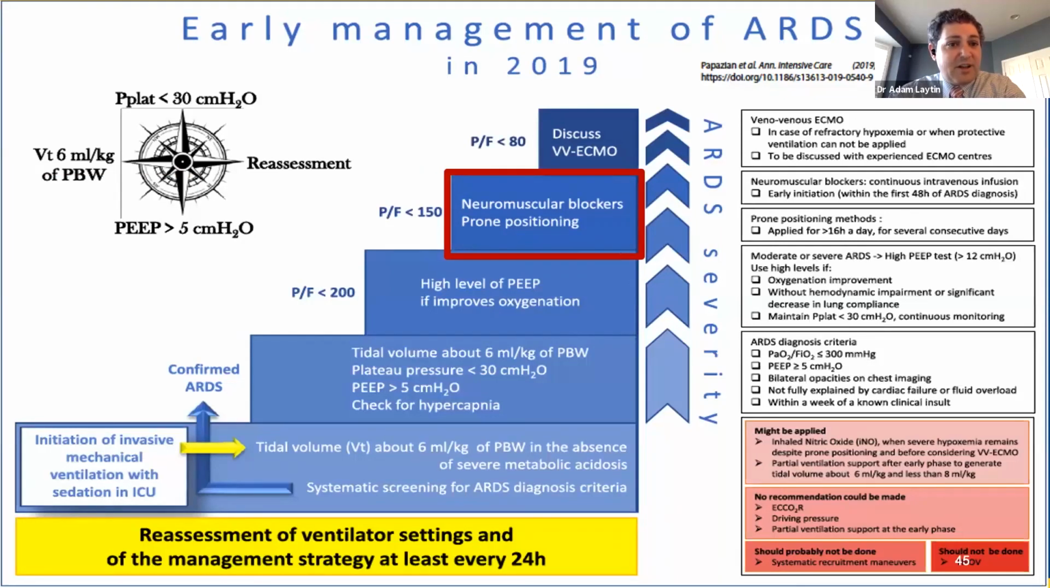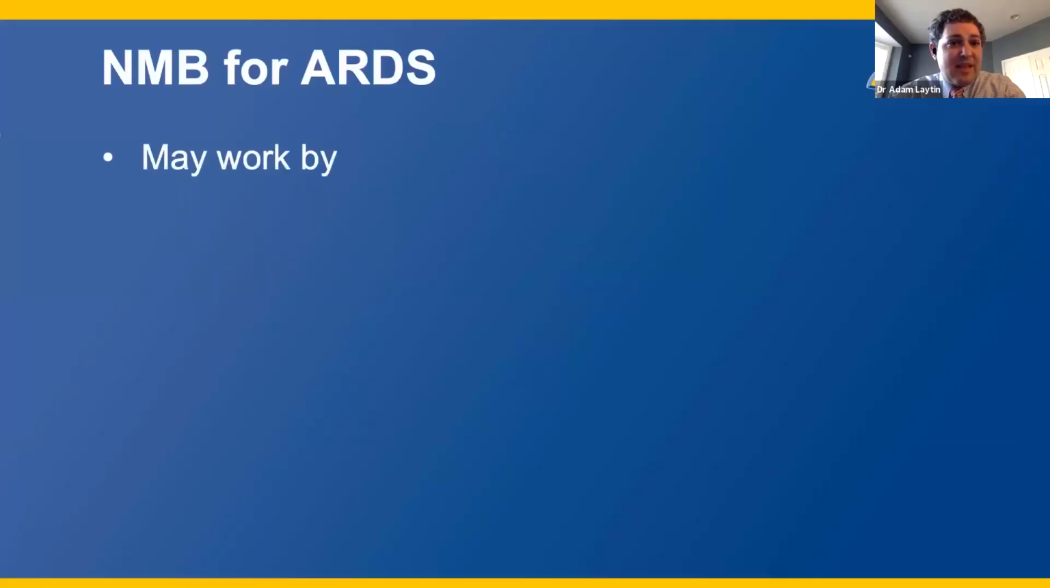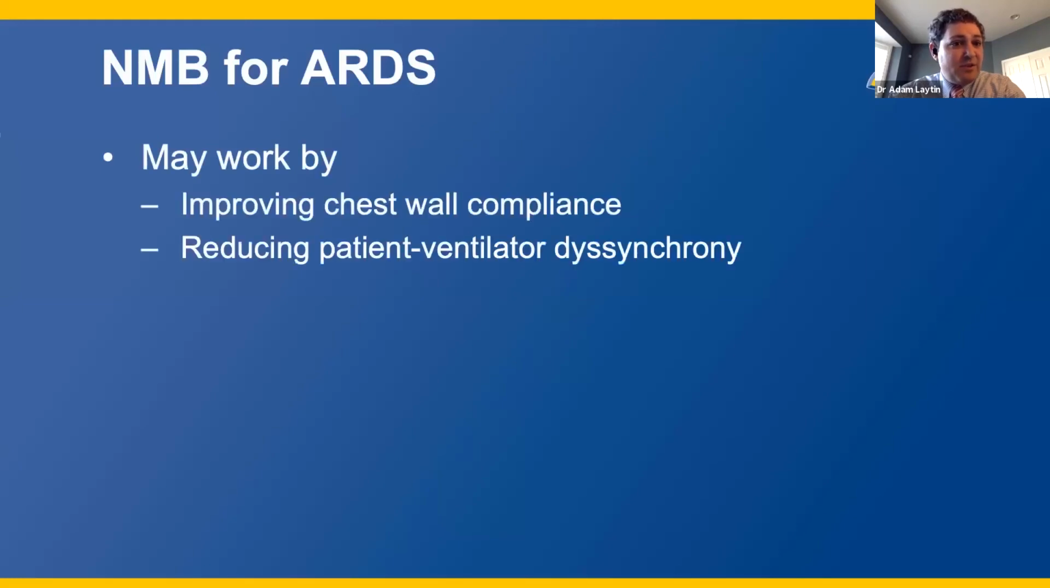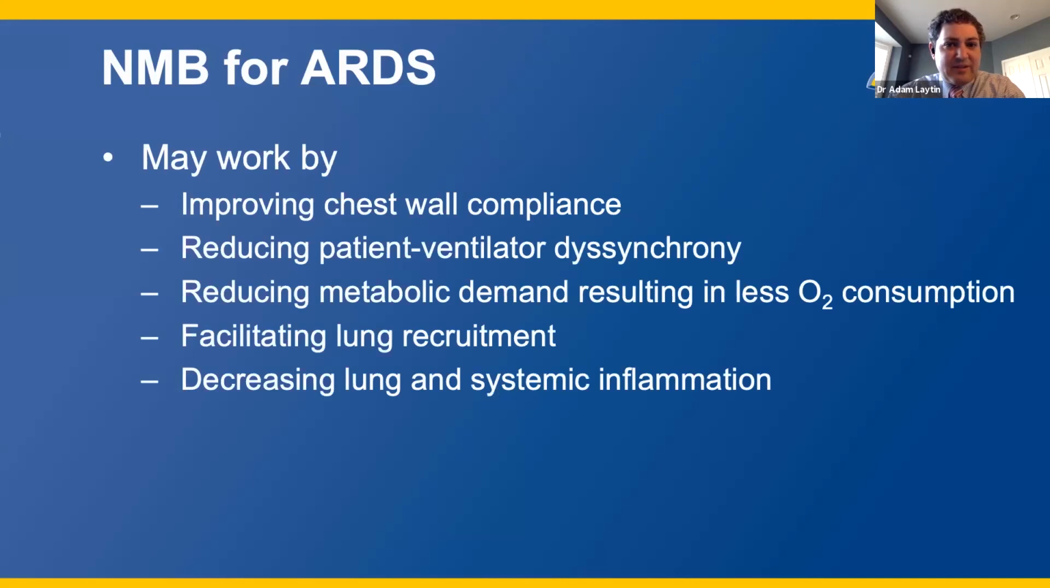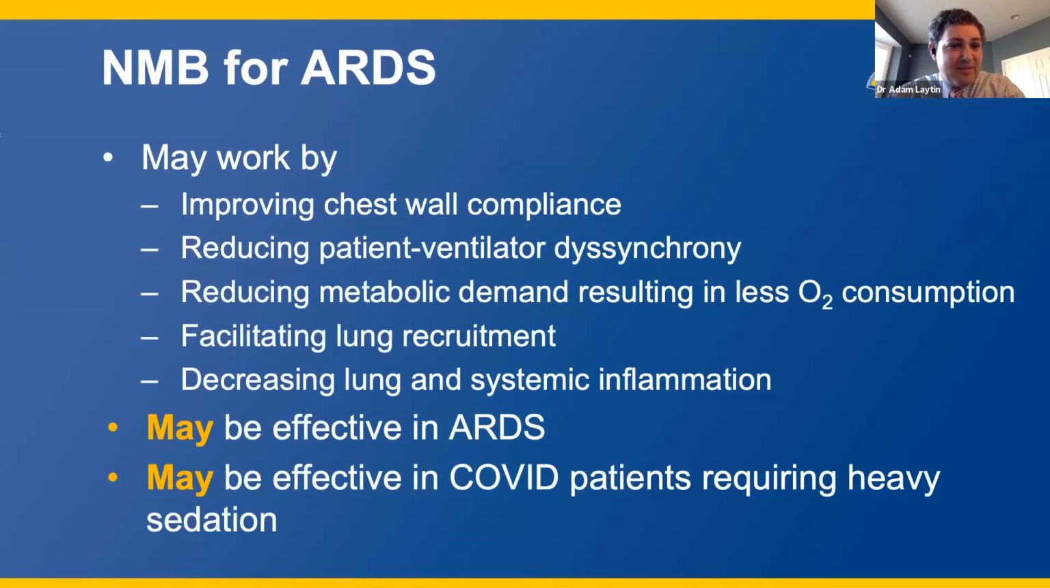Very, very quickly, I'm just going to mention neuromuscular blockade as one of the interventions that we commonly use for patients with very severe ARDS and severe hypoxemic respiratory failure. It may work by improving chest wall compliance, reducing patient ventilator dyssynchrony, reducing metabolic demand and resulting in less oxygen demand in patients with severe hypoxemic respiratory failure, facilitating lung recruitment, and then by decreasing lung and systemic inflammation. We think that it may be effective in ARDS and have extrapolated it may be effective in COVID-19 patients as well. Although we really don't have great data to support neuromuscular blockade for COVID-19 yet.